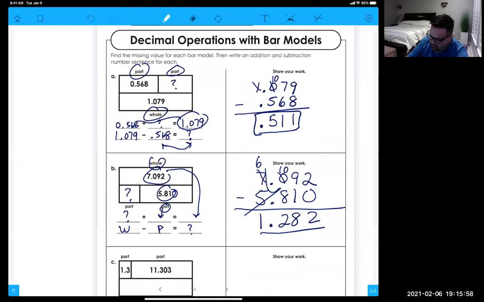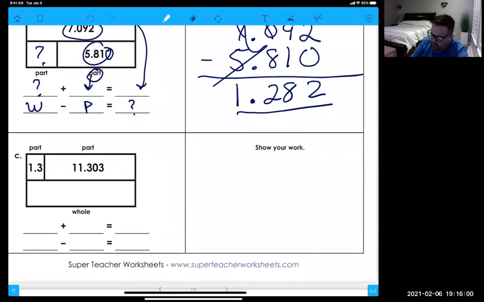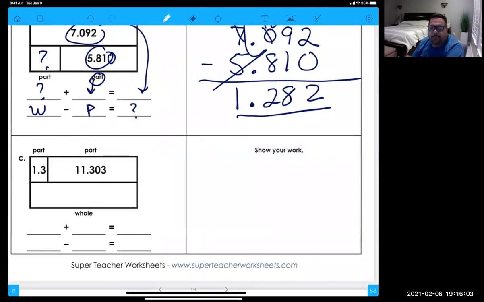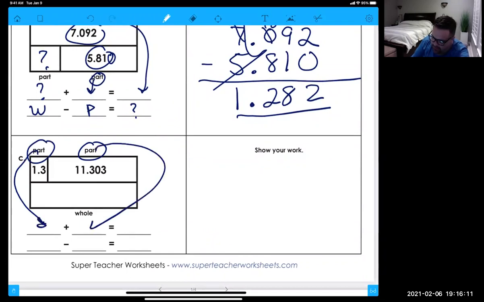All right, let's see. Pause me and do part C. Okay, so for part C, we have both the parts, right? So a part could go here and you would add, a part would go here, you would add, and then you would get the whole if you added them up, right? If you wanted to do this as a subtraction problem, you'd have to take the whole, put it here, subtract one of the parts, and then you would get the other part, right? So simply, this is just adding. I like to put the bigger number on top because it helps me.